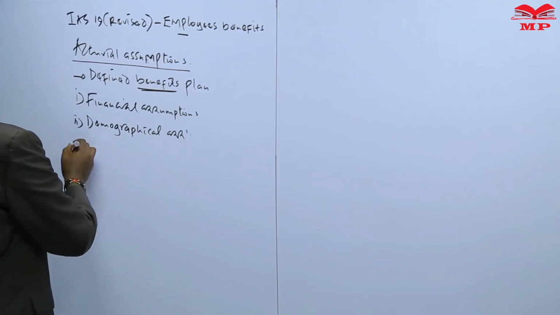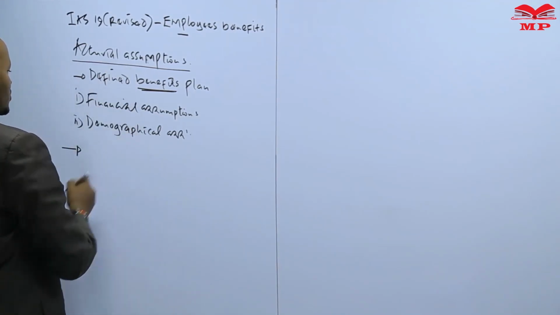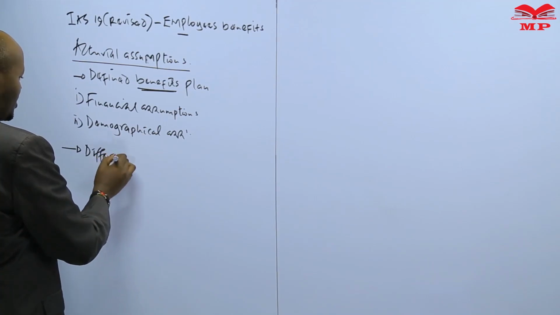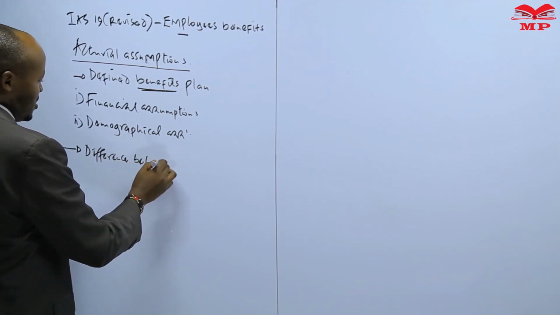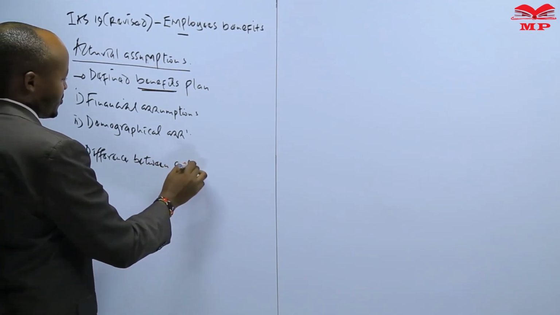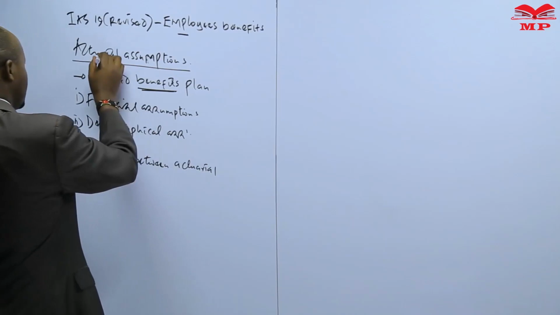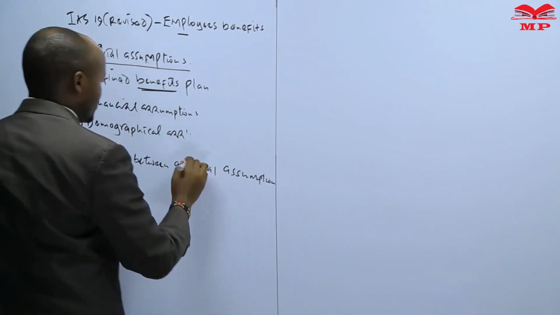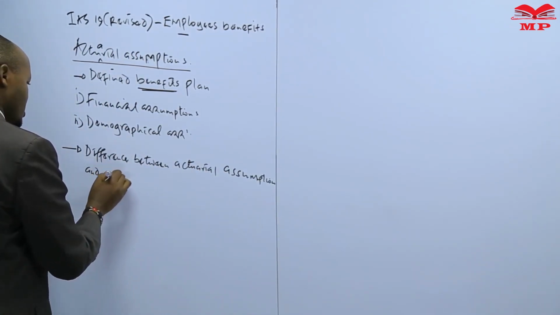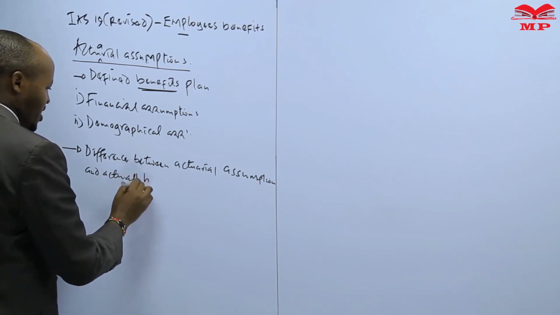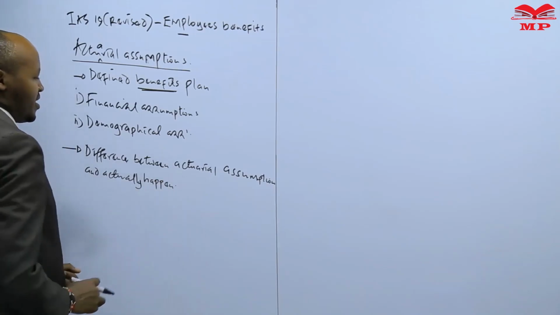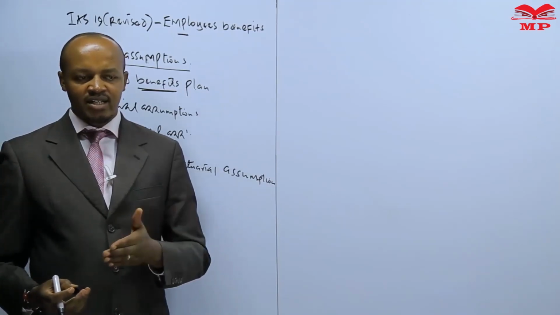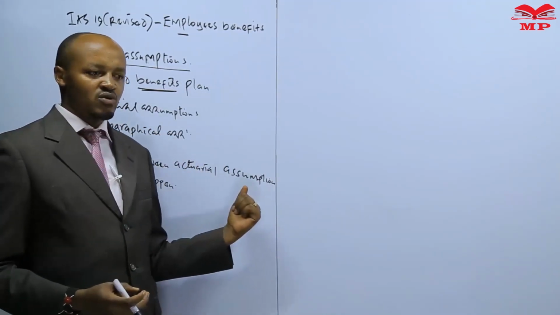But once we have these assumptions made by the employer, there may be a difference between those actuarial assumptions and what actually happens. If that is the case, then the employer may be required to make more contribution or less contribution than he had determined using the actuarial assumptions which he had made.